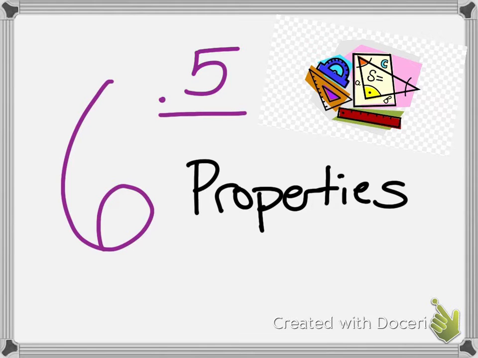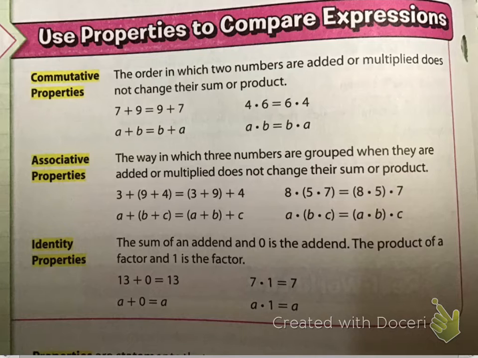So what we're talking about with properties is the way that we're able to use math, the way that we're able to make things legal. Remember how I told you math is always fair? Your parents might not be, but math is always fair. These are the rules as to why.